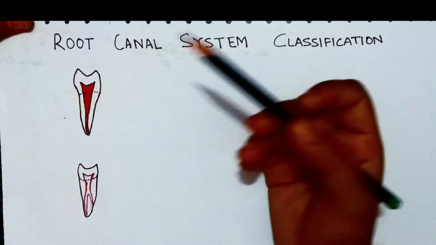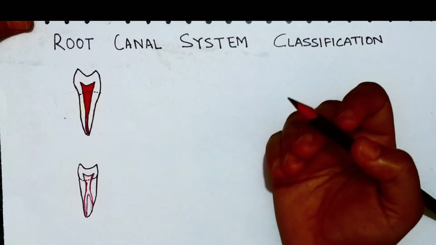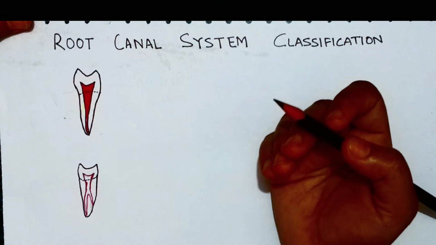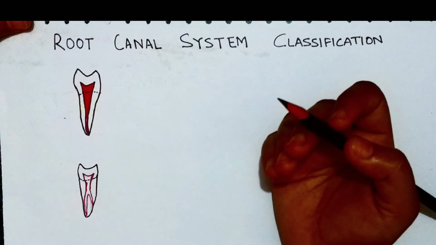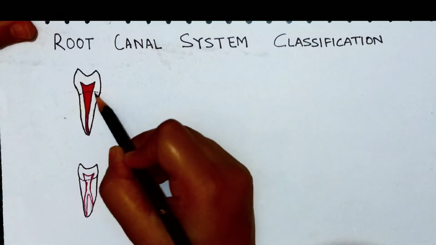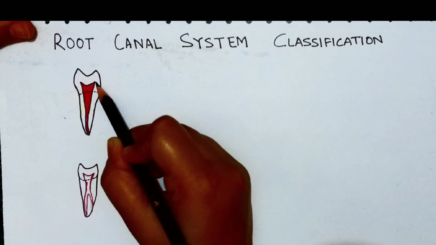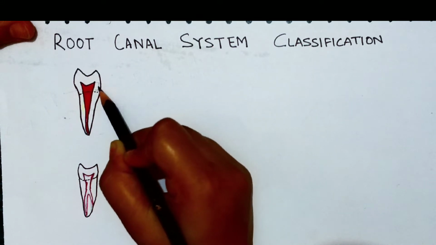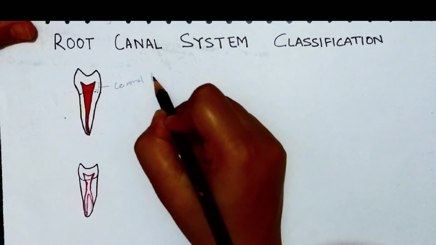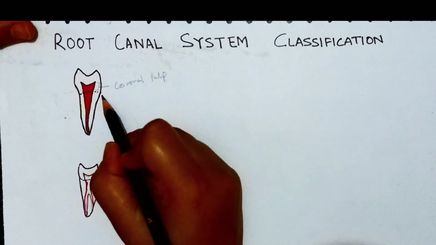For better understanding, we divide pulp into two parts. We have coronal pulp and radicular pulp. As the name suggests, the coronal pulp is present in the crown portion of the tooth and the radicular pulp is present in the root portion of the tooth. In this diagram, we can imagine that this portion which is present in the crown is known as coronal pulp, and the part of the pulp which is present in the root is radicular pulp, and this radicular pulp is also known as root canal.